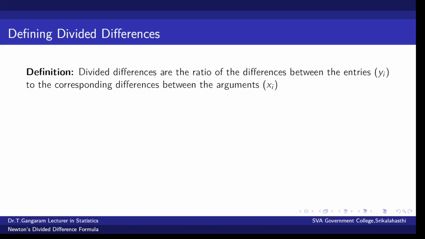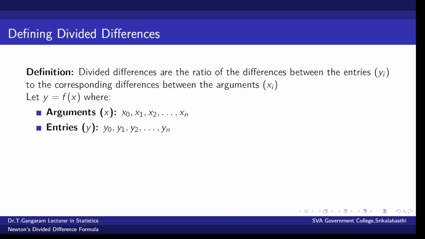Let us look at divided differences. The definition of divided differences: divided differences are the ratio of the differences between the entries and the corresponding differences between the arguments. Here we take the difference of entries, that is y values, in the numerator, and the corresponding differences of x values in the denominator. Let y is equal to f of x, where the arguments are x0, x1, x2, and so on xn. Entries y values are y0, y1, y2, yn.